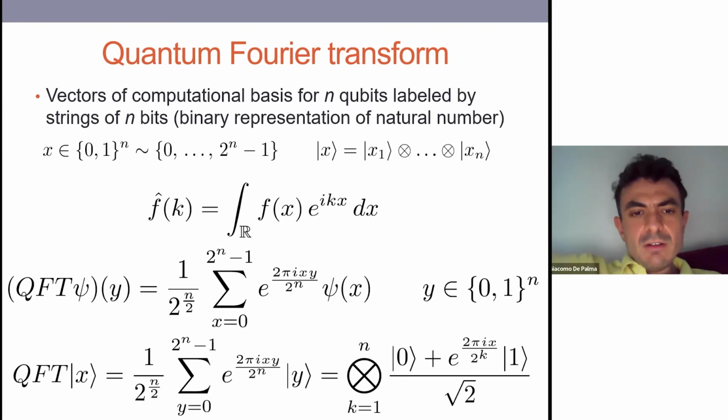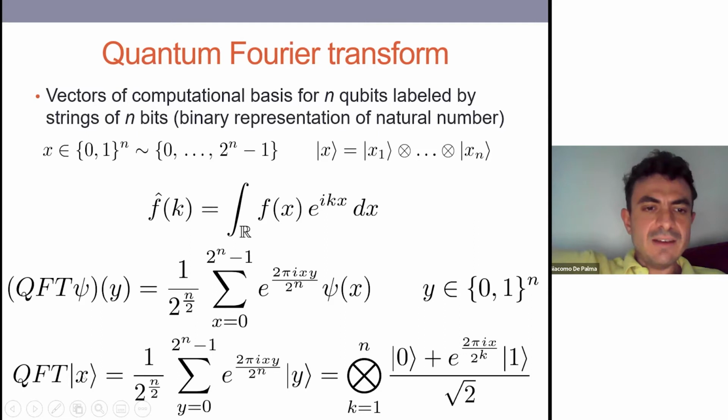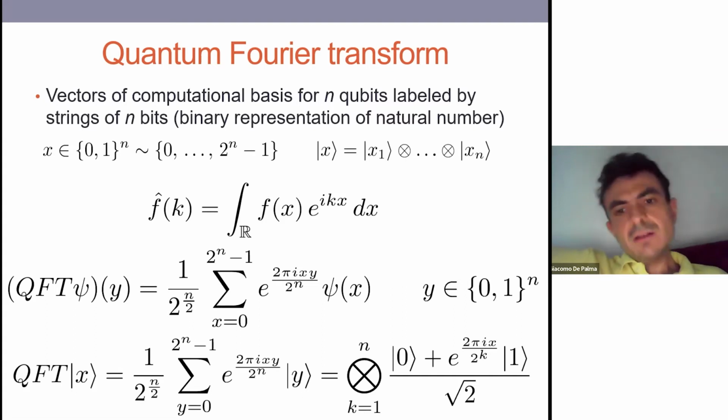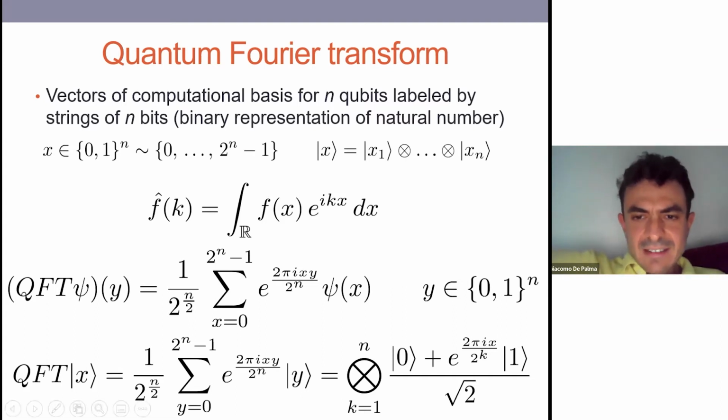Now, if we want to build a circuit for the quantum Fourier transform, which we will do in the next slide, it will be fundamental to recognize that this state that we obtain applying the quantum Fourier transform to a vector of the computational basis is actually a tensor product. And it's a tensor product of this form that you see here on the right.